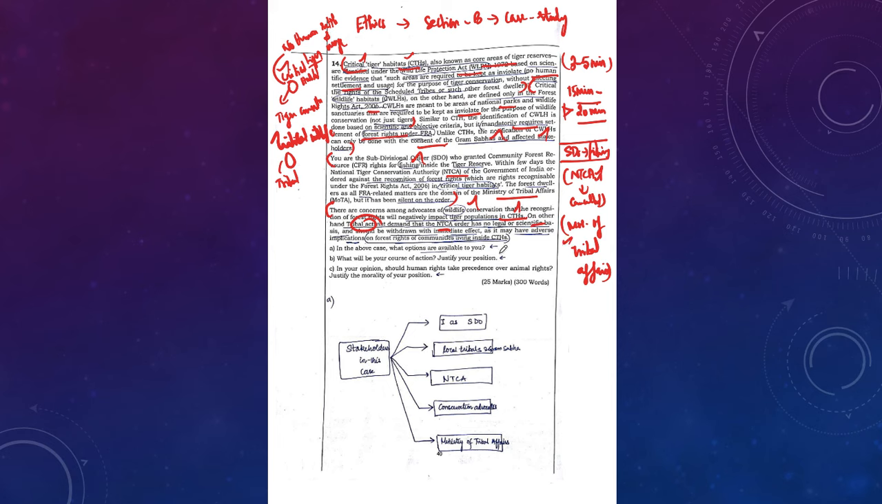In the above case, what are the options available to you? That is, as an SDO officer, what options will we exercise and what will be our course of action in that? What are the options we have and what will we choose? That is what they are asking in the second component. And in your opinion, should human rights take precedence over animal rights? Justify the morality of your position.